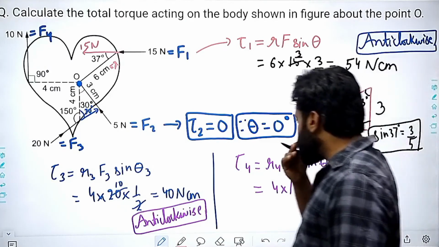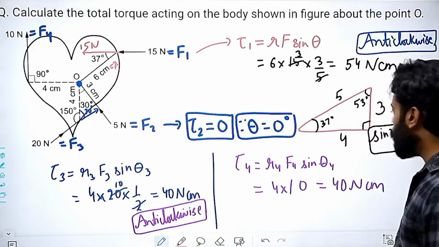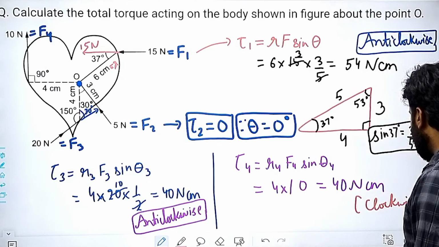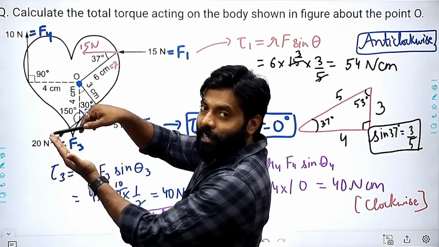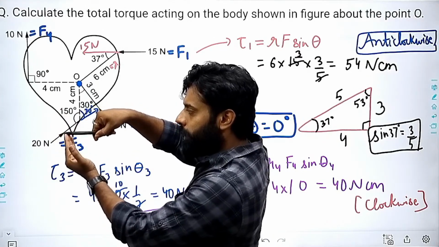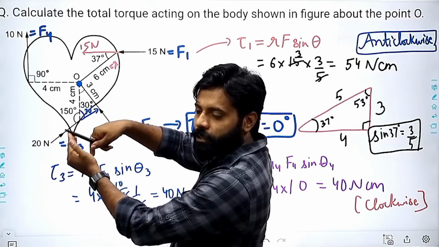And the answer is, in which direction is this force acting? This force is acting in the clockwise direction. I hope you all are able to understand that if I apply some force to this heart from this side, then it will have the tendency to rotate in the clockwise direction, right?